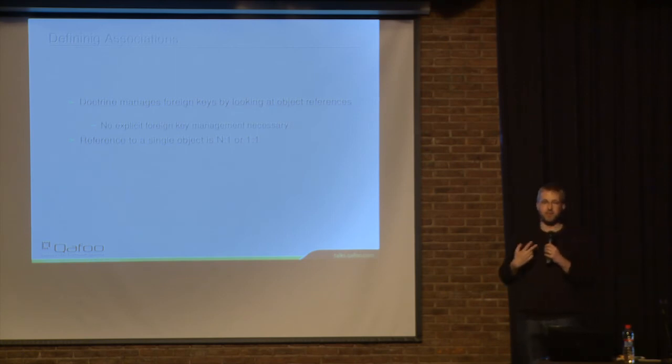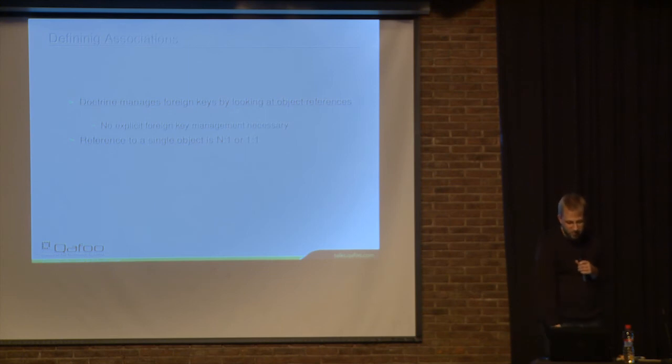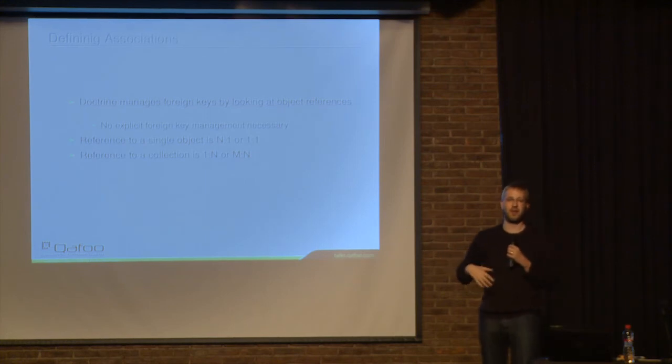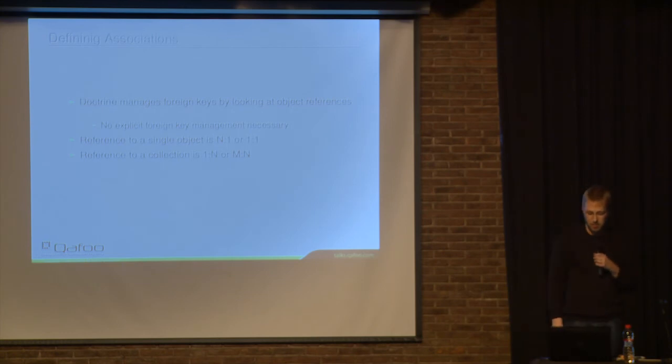There are two kinds of references. One is the simple N-to-1 or one-to-one reference, where one object has a reference to one other object, which is a very simple foreign key. The second reference type is the other side around, when one object knows how to access many different other objects. So a blog post can have 0 or 1 or many different comments, and this is a collection of references to other objects.